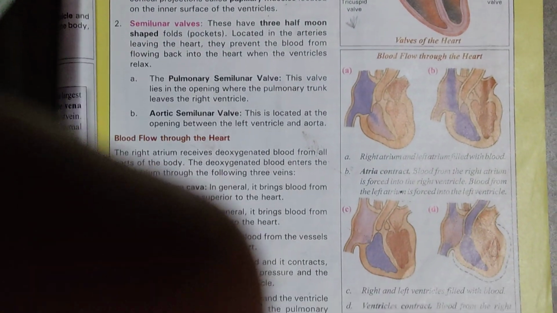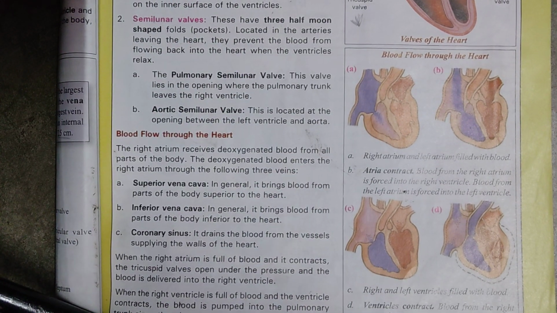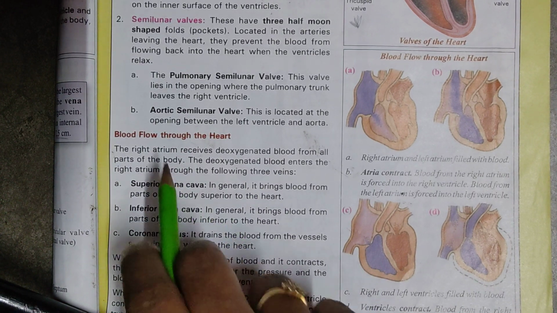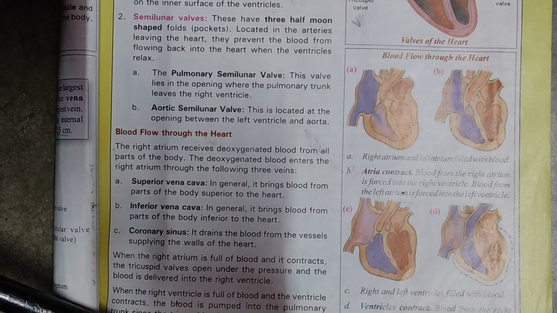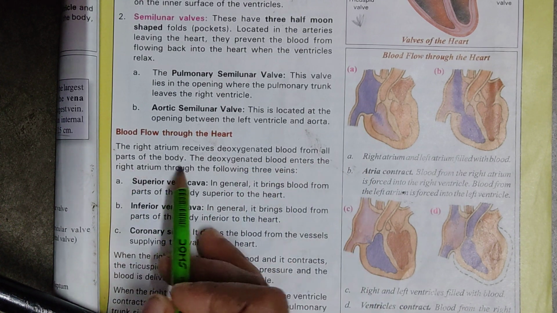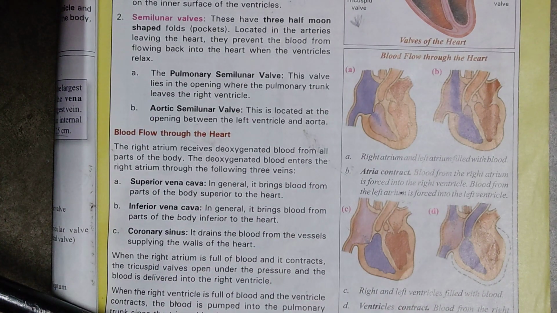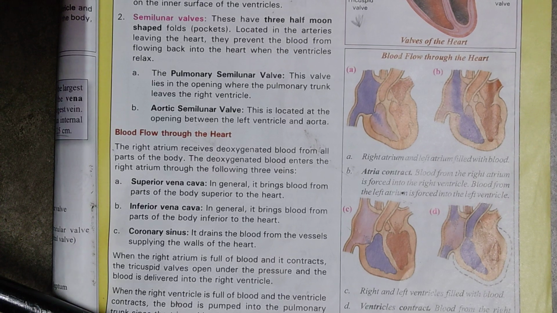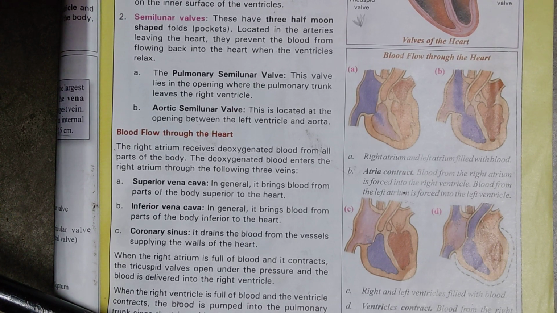Next we are coming to the blood flow through the heart. There is a very good mnemonic which I have prepared for myself to remember this blood flow through the heart. But before that, let's read what is written here. The right atrium receives the deoxygenated blood from all parts of the body. The deoxygenated blood enters the right atrium through the following three veins. First of all, the deoxygenated blood is entering your right atrium.